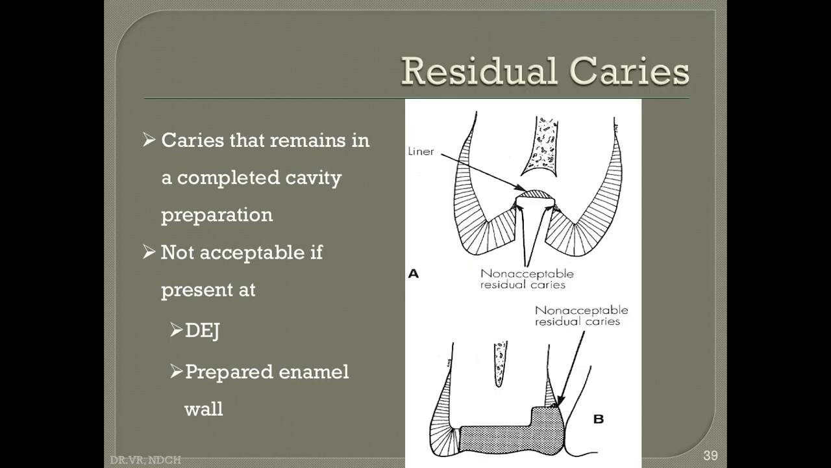Now, a word about residual caries. Residual caries is nothing but the caries that remains in a completed cavity preparation. So once you have completed the cavity preparation and you leave some amount of caries behind, that is your residual caries. Now, this is not acceptable. You cannot just leave behind the caries if it is present, especially at the dentino-enamel junction and in any of the prepared enamel walls.